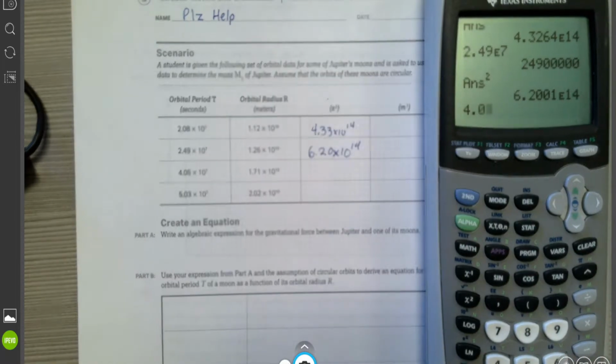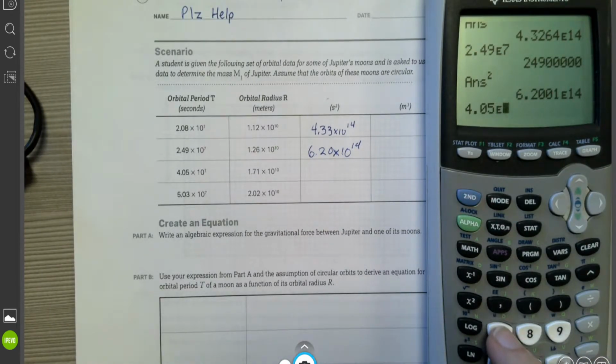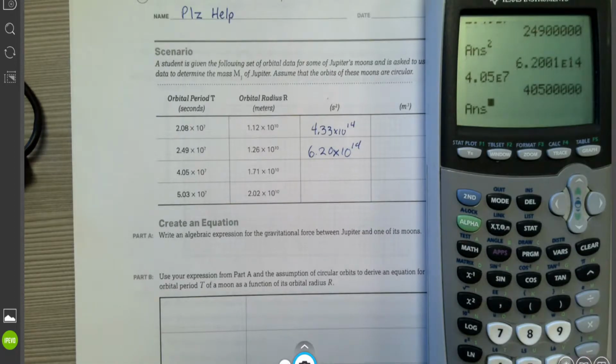Next one, 4.05 EE 7. I'm going to go ahead and square it, raised to the second power. That comes out to 1.64 times 10 to the 15th power. So I'm going to write out 1.64 times 10 to the 15th.